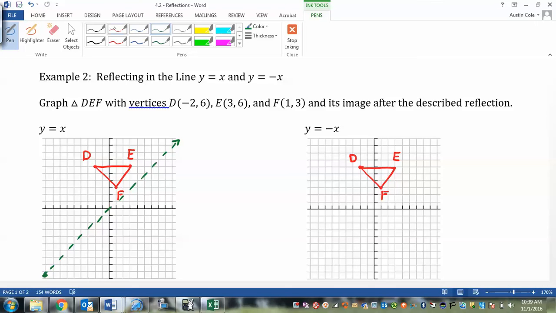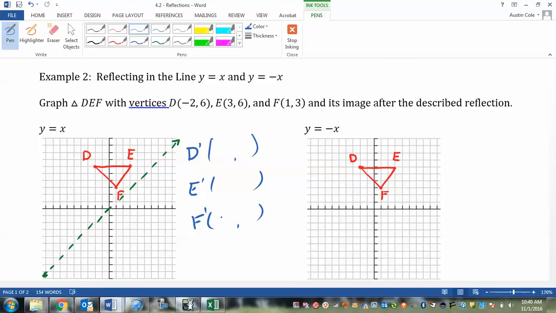Okay, and I truly believe the best way to do this, guys, is to write out the coordinates. So I'm going to write D prime, I'm going to write E prime, and F prime. So, again, remind me, if I reflect over the line y equals x, Keishan, what do I do with my coordinates? If I'm going to reflect over the line y equals x, what do I do with my coordinates? And change the signs. Line y equals x.